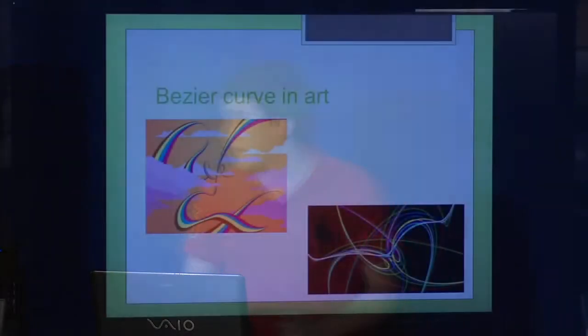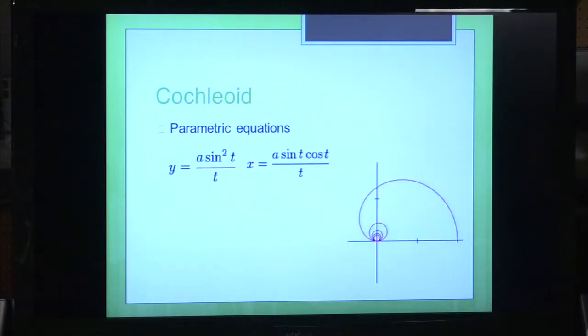So continuing, the cochleoid. I don't think we've seen this curve specifically in art class, but the cochleoid has that spiral shape, right? It's given by those parametric equations: y equals a sine squared t over t, and x equals a sine t cosine t. And the curve is given by the different t values we can plug in there.